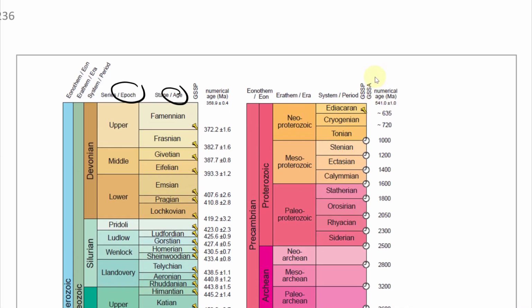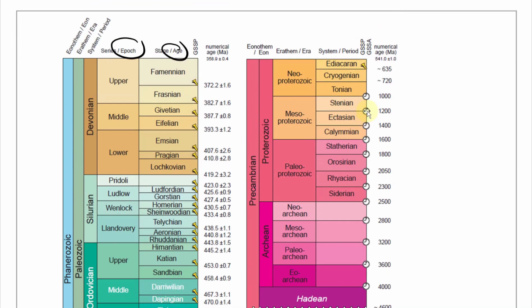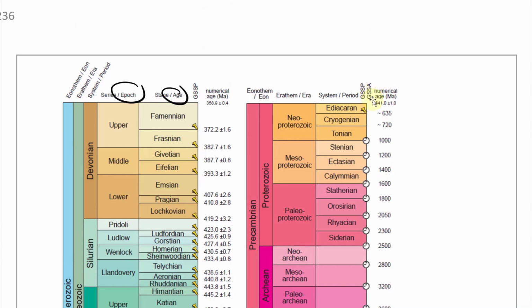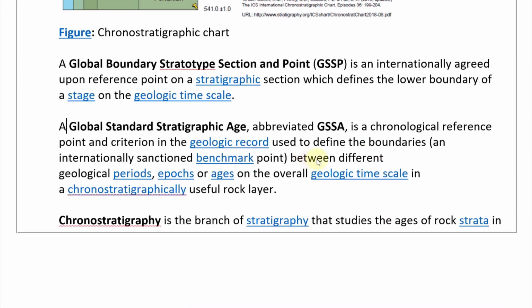And now instead of this GSSP, which was that benchmark point that separates the stage, we now have the GSSA there, and I believe these are the time frames. Let's read what the GSSA is. I just added that right now quickly. A global standard stratigraphic age, abbreviated GSSA, is a chronological reference point and criterion in the geological record used to define the boundaries, which is an internationally sanctioned benchmark point between different geological periods, epochs, or ages on the overall geological time scale in a chronostratigraphically useful rock layer.